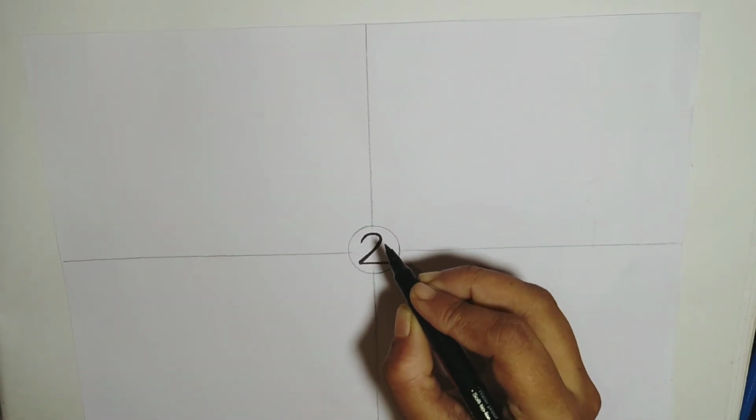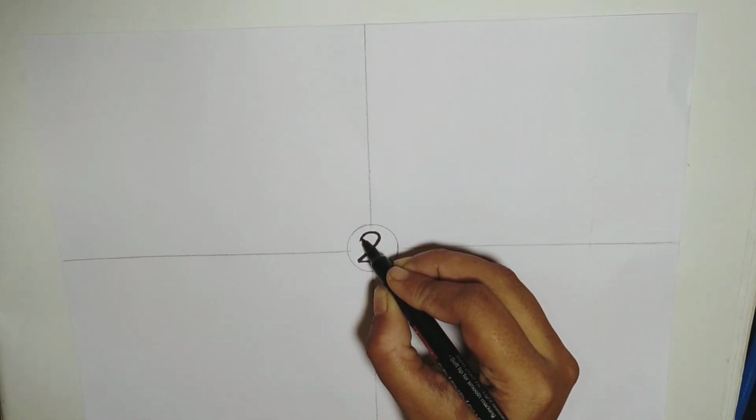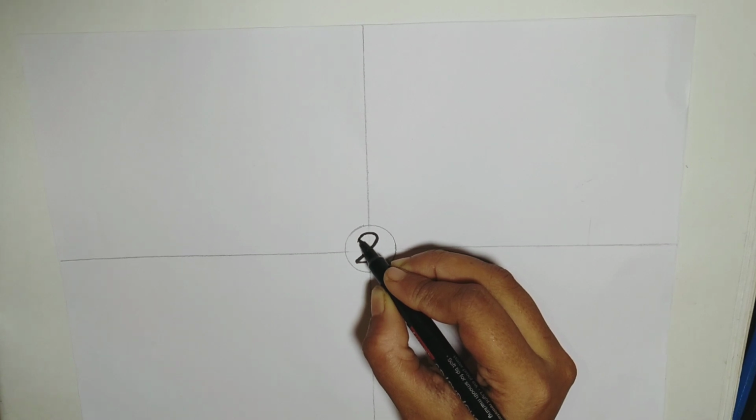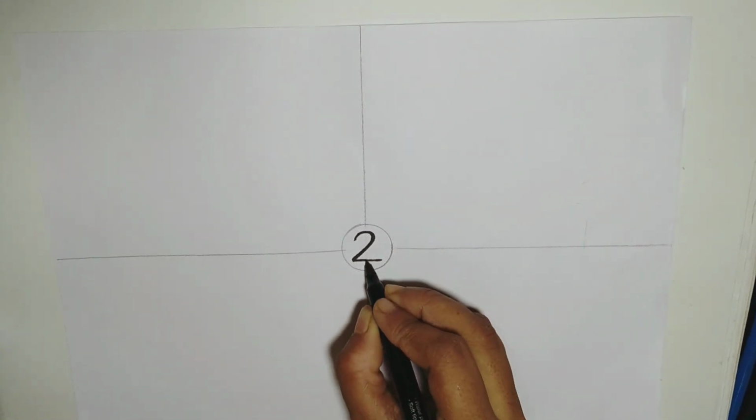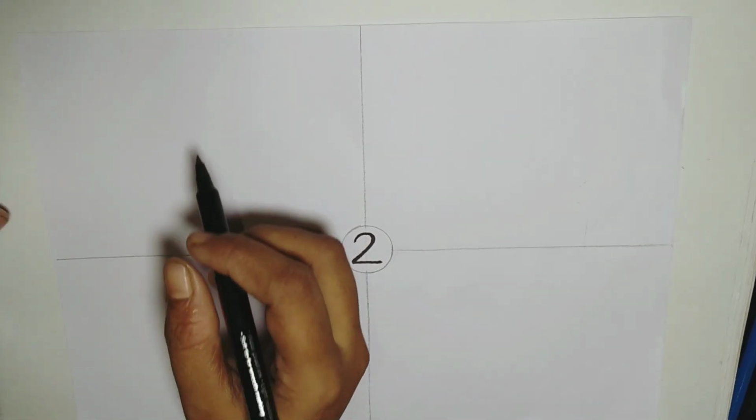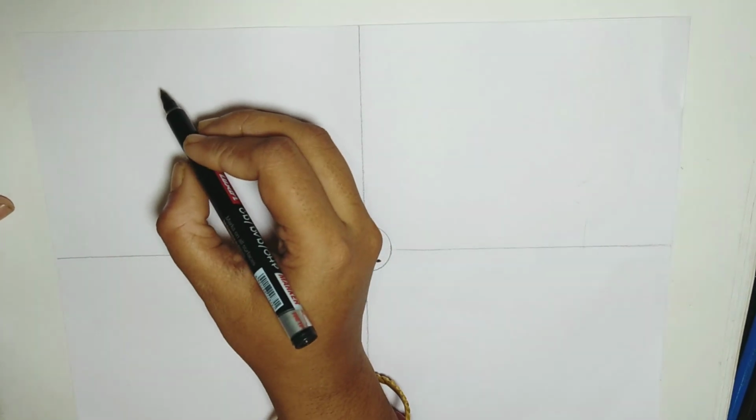Today I will show you how to draw 3 birds and an insect using the letter 2. Now let's start.